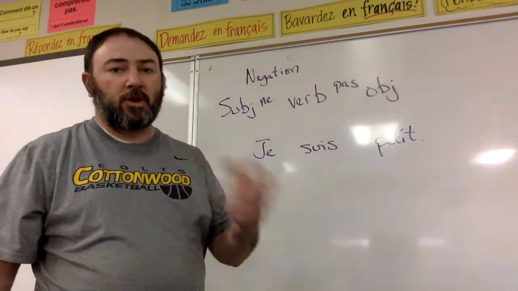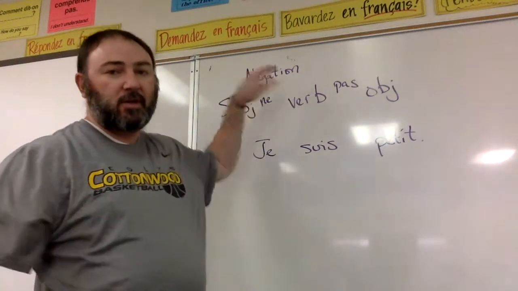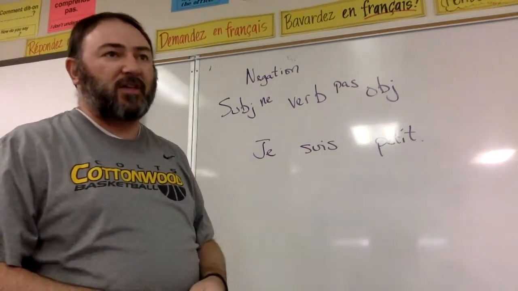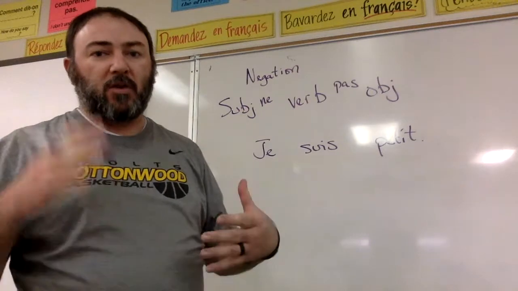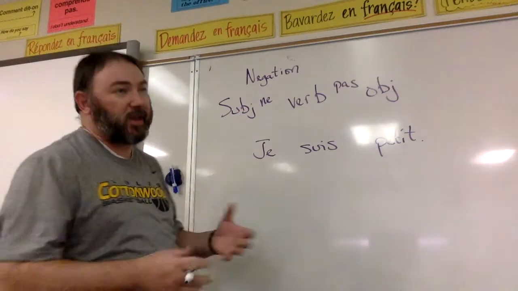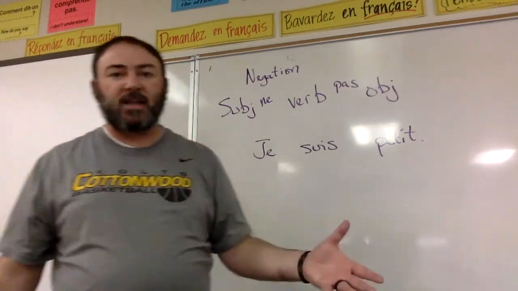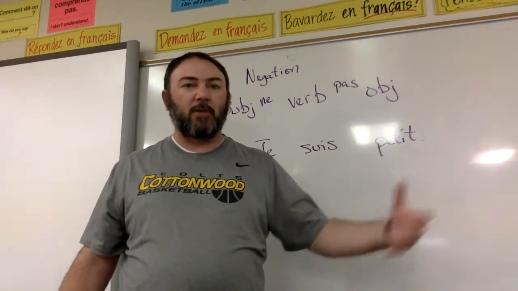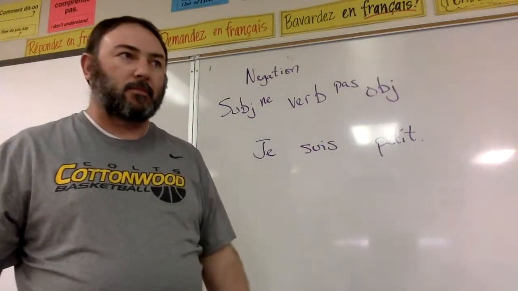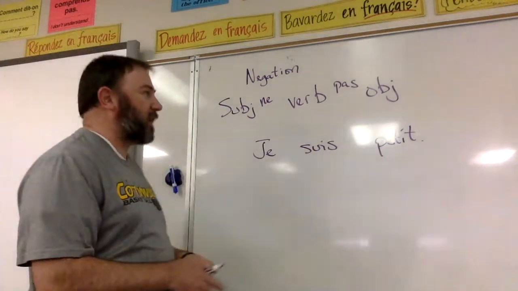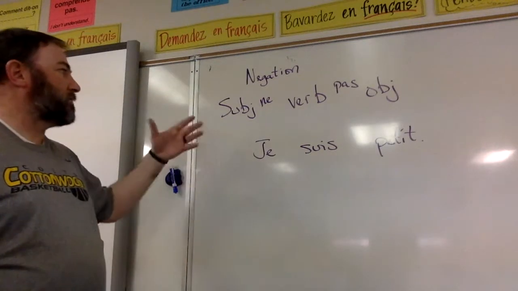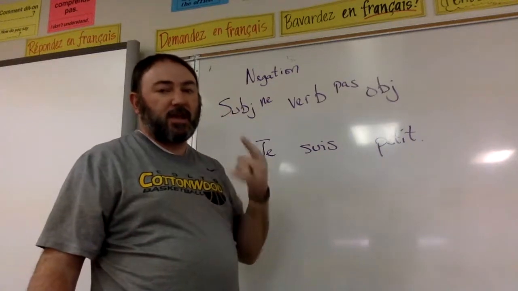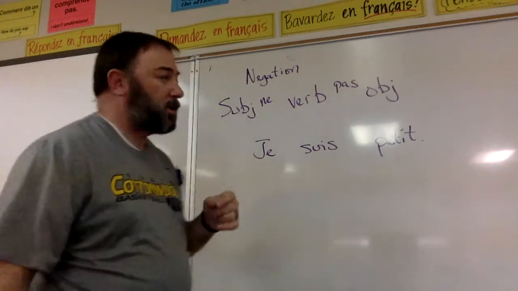In this video, we're going to be talking about negation. Negation means you're making a sentence negative that was positive before. In English, we make a sentence negative by saying not. I am not tall, I am not short, I'm not skinny, and things like that. So in French, not is made up of two parts, and negation in the sentence is in two parts.